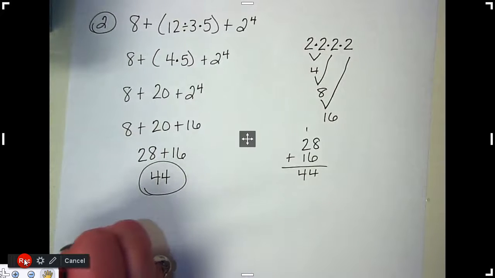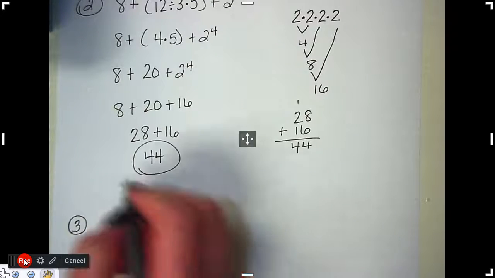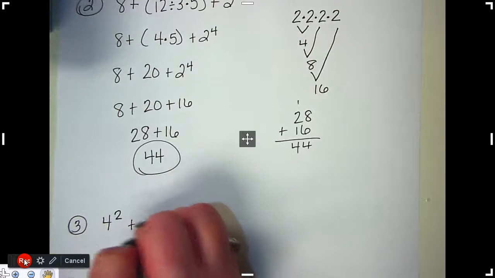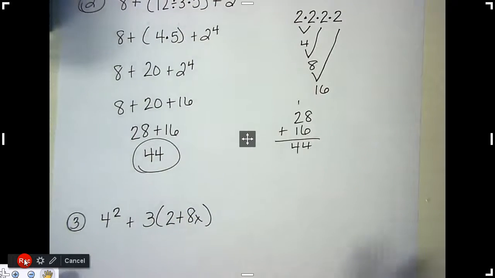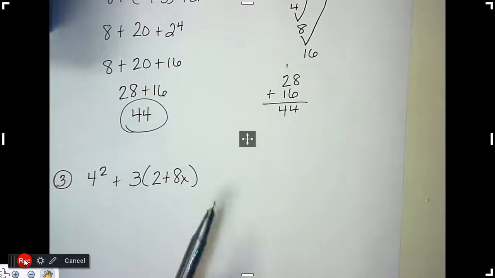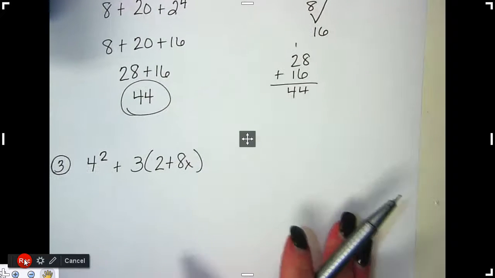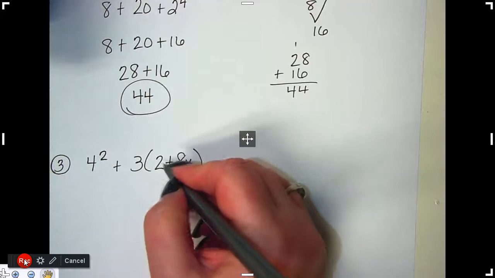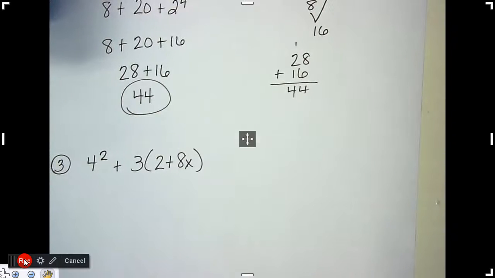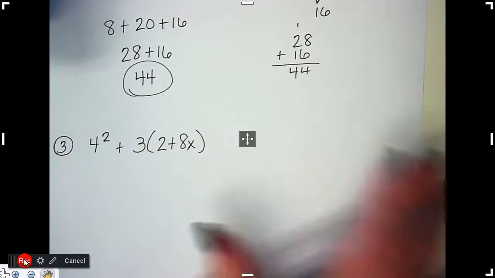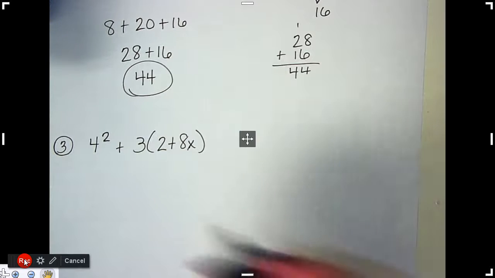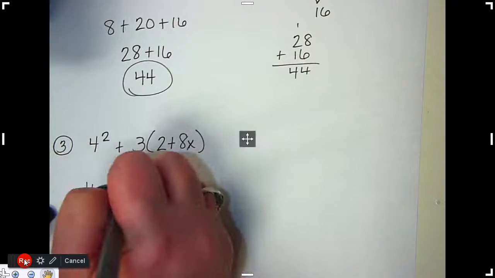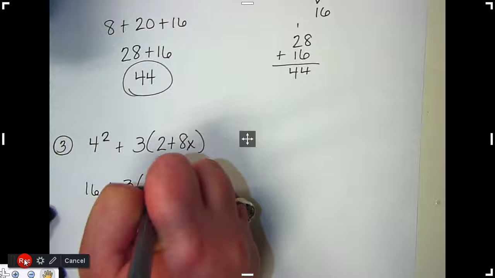All right, number 3. 4 squared plus 3 times (2 plus 8x). All right, order of operations says do what's in the parentheses first. Is there anything we can do in the parentheses? Can I add 2 to 8x? No, they're different things. Parentheses is done. Then what? Exponents. What's 4 squared? 16. 16 plus, now I have 3 times (2 plus 8x).